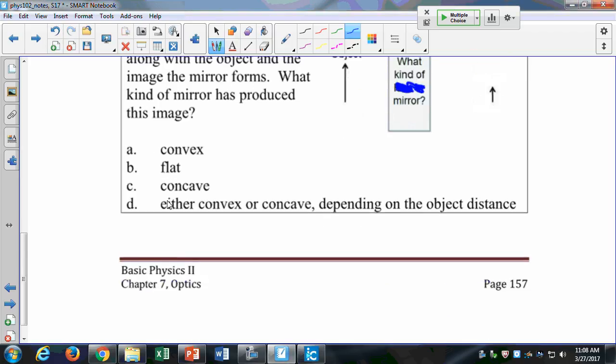Let's see. Oh, why did the stadium get hot after the game? All the fans left. Okay.